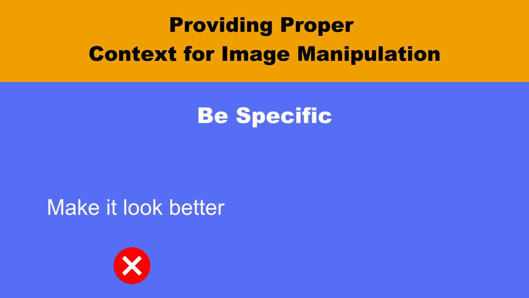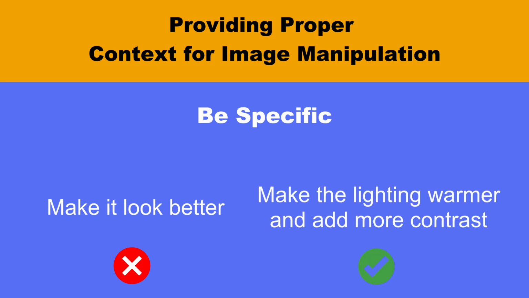Now let's briefly go over how to get the best results from this model. The first tip is to be specific but not overly complex. So instead of saying make it look better, you can go with something like make the lighting warmer and add more contrast, so the AI can understand your context better.